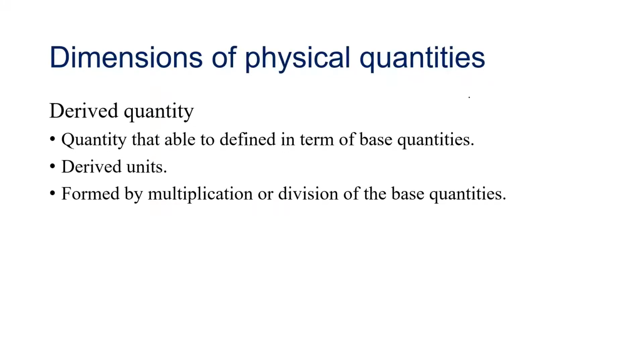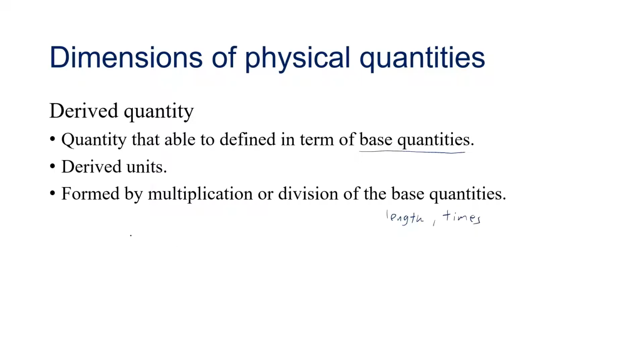In the last video, I already talked about the base quantity. Now it's time we go for the derived quantity. So first thing, the derived quantities are the quantities we are able to define in terms of the base quantities. And the unit is what we call the derived unit. And this can be formed by the multiplication or division of these base quantities. Now remember that the base quantities are things like length and time.